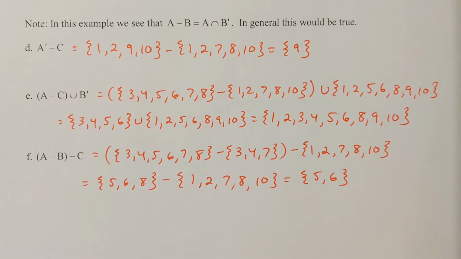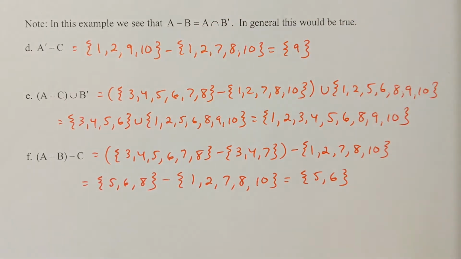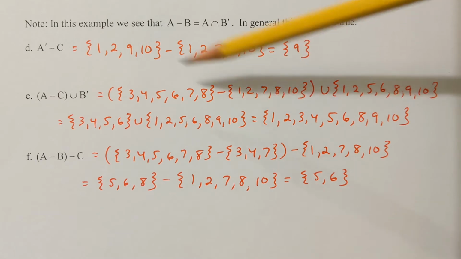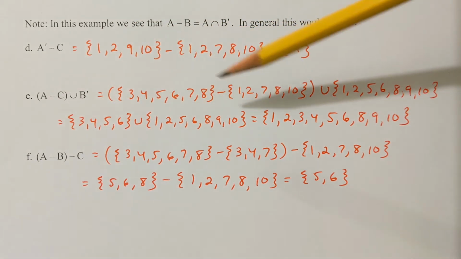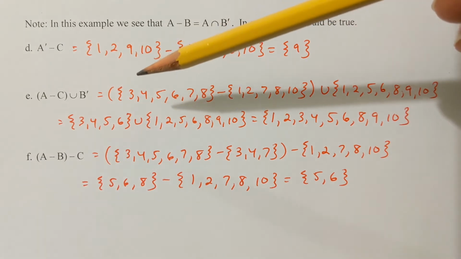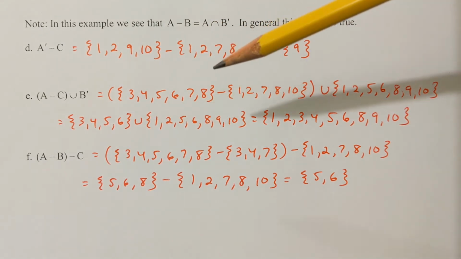Part E, I get A minus C union B complement. The A minus C is in parentheses. Now, even if it were not in parentheses, I would still be doing the subtraction first, since I'm reading this from left to right. It's okay to have parentheses there. There's no harm with that, but I actually don't need them.